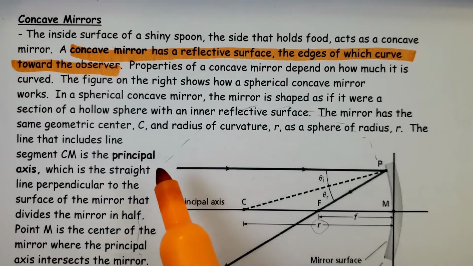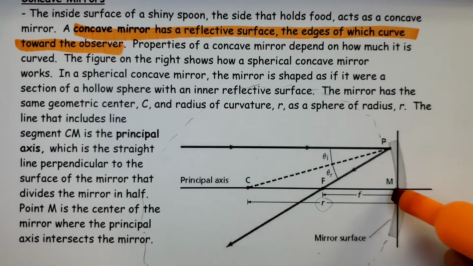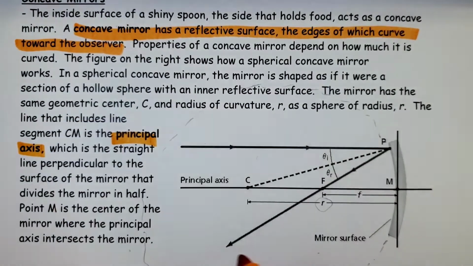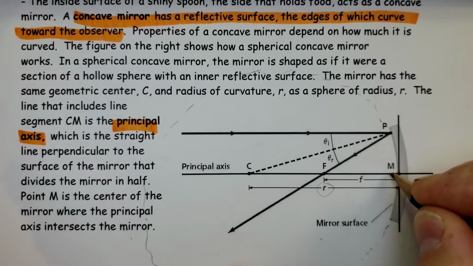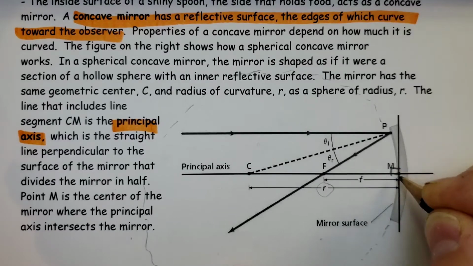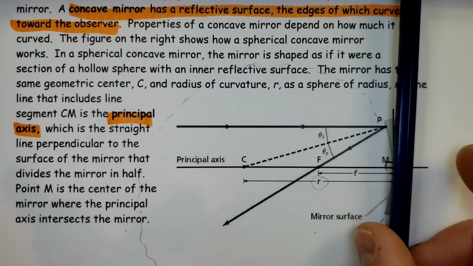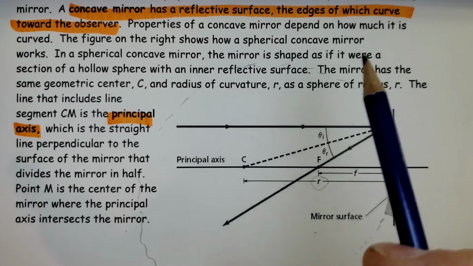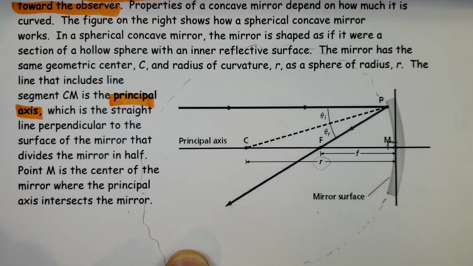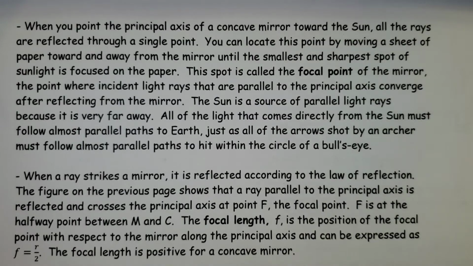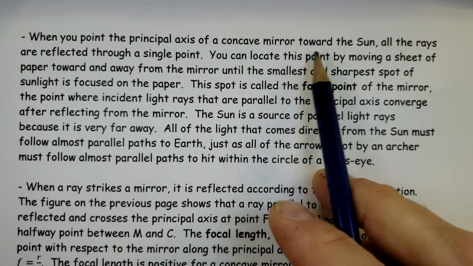The line that includes the line segment CM, so going from the center to where it hits the mirror, is called the principal axis, which is a straight line perpendicular to the surface of the mirror. So if we were to look over here, this of course would be a perpendicular 90-degree angle. And quite often we envision the mirror as a straight line here, as you'll see when we draw diagrams. Point M is the center of the mirror where the principal axis intersects the mirror.